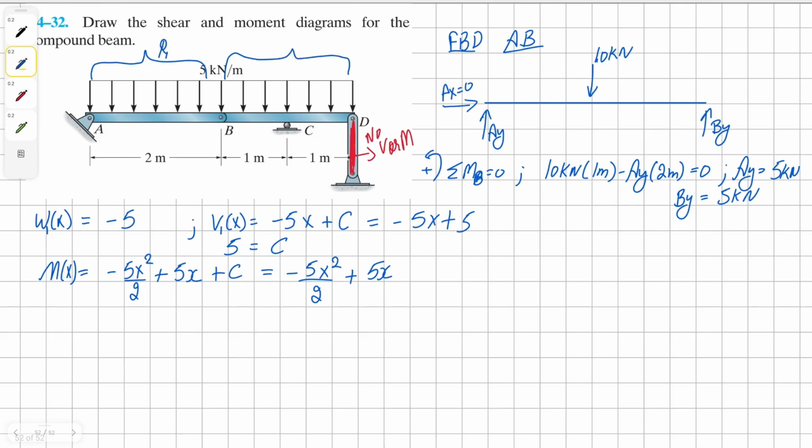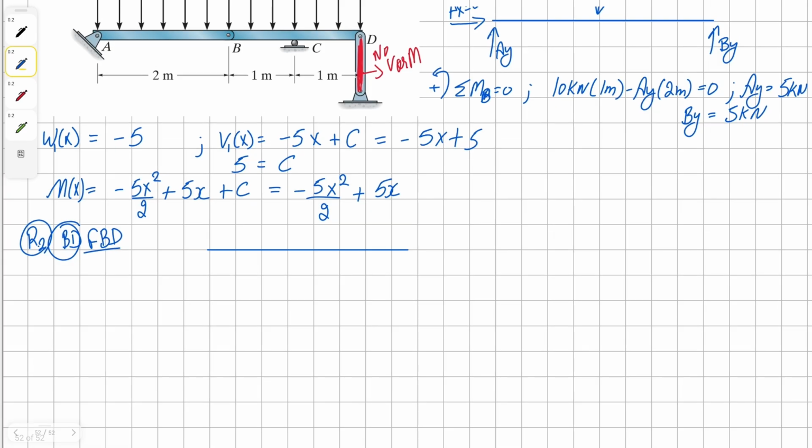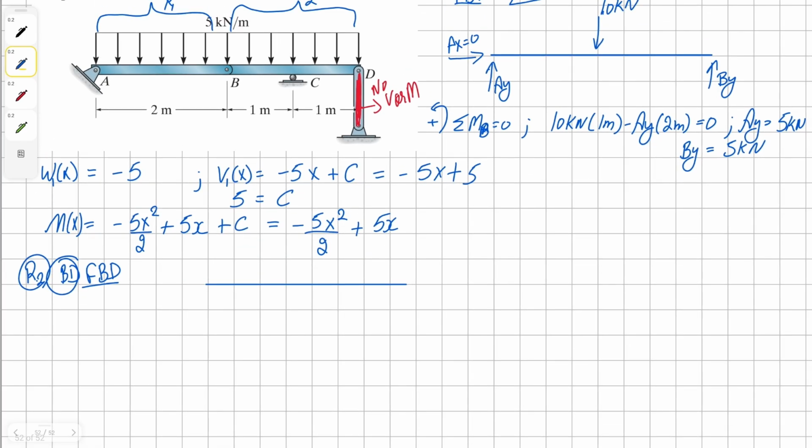BC, we're going to name it our region 2. We might have to subdivide it, or we'll check that later. For now, we're just going to assume it is one region. Okay, and so for our region 2, which is B to D, let's draw its free body diagram. So our free body diagram is going to be, at B, the opposite vector of whatever we had for AY, and BY we found it to be 5 kilonewton.